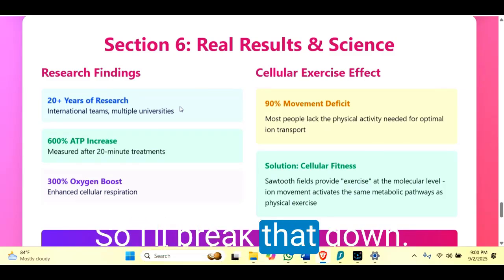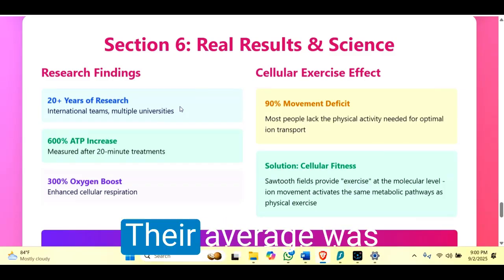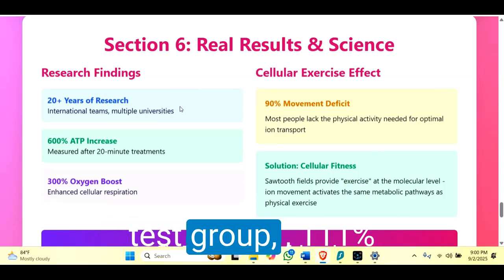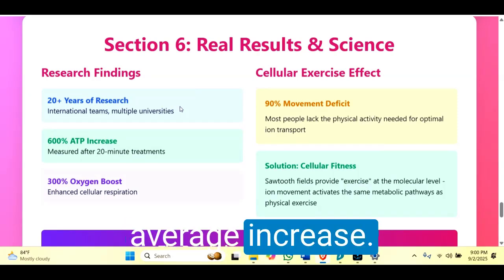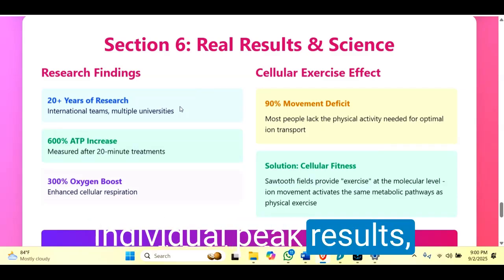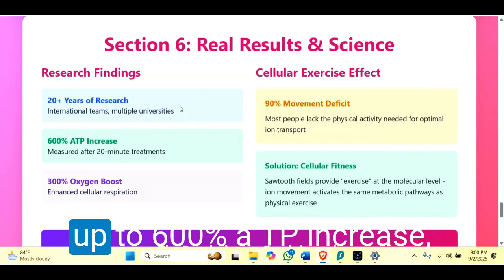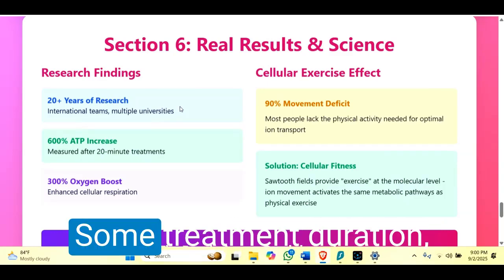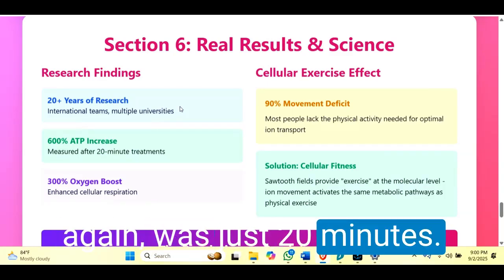So I'll break that down. There was a British test group. Their average was 241% ATP increase. There was a Chinese test group, 111% average increase. Individual peak results showed basically up to 600% ATP increase, meaning some people got that, some people didn't. Treatment duration, again, was just 20 minutes.